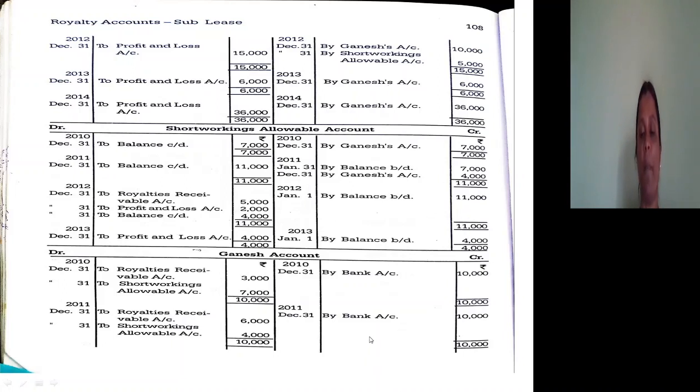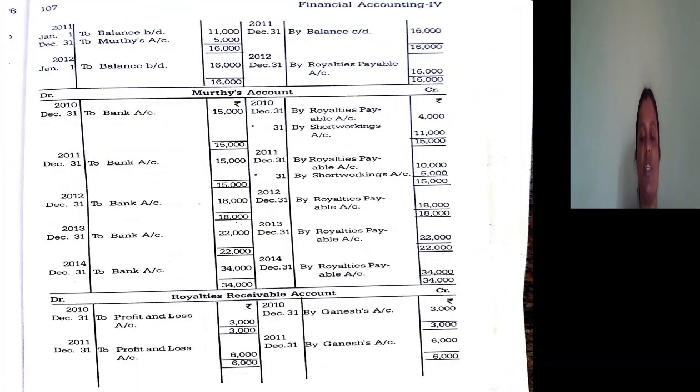Ganesh will make the payment. So what's the journal entry? Bank account debit to Ganesh account 10,000. So this is all about the second year. Then in the third year the situation is entirely different.